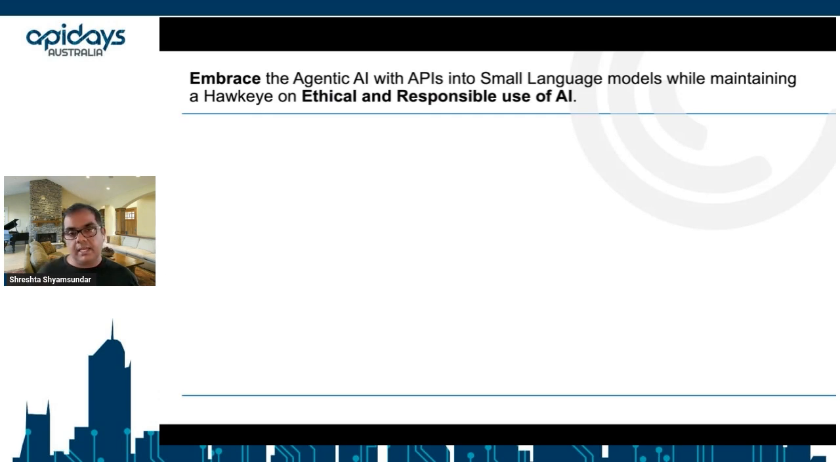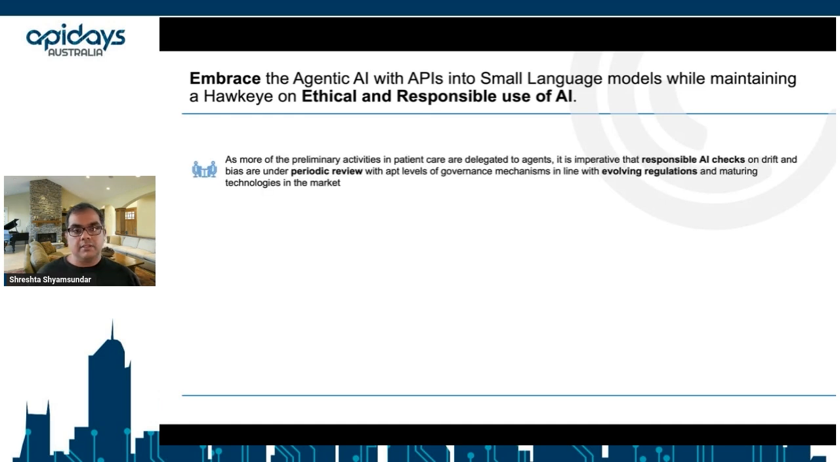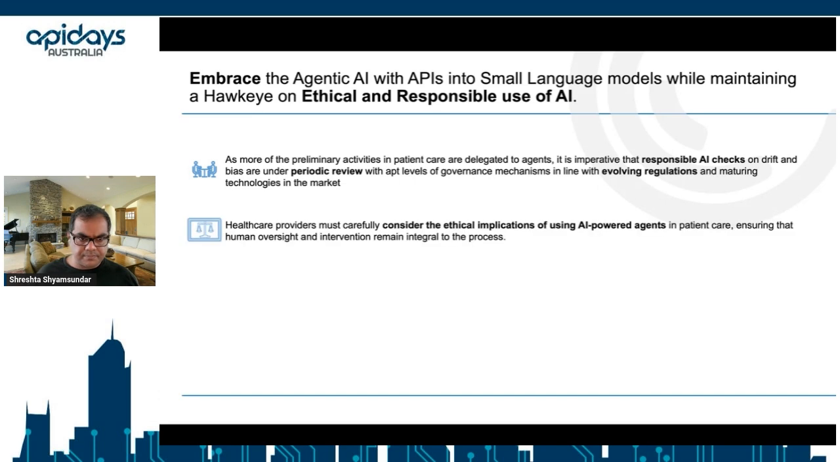when you embrace agentic AI in this manner, it's important to consider the ethical and responsible use of AI in general. So, as part of these preliminary activities in patient care, it's important to note that you will be seeing a lot of new technologies come into the market. Some of these techniques are likely to mature over time, given the lightning pace at which AI is evolving. It's important to run a periodic review, both from a regulatory governance standpoint, as well as maturing technologies, to make sure you've got the right assembly.